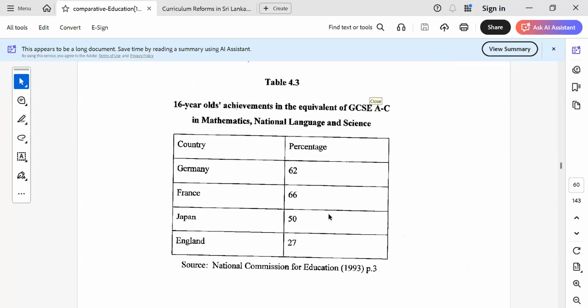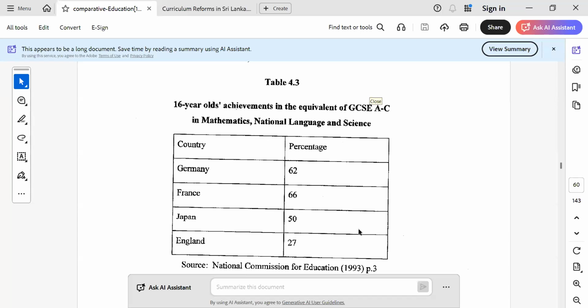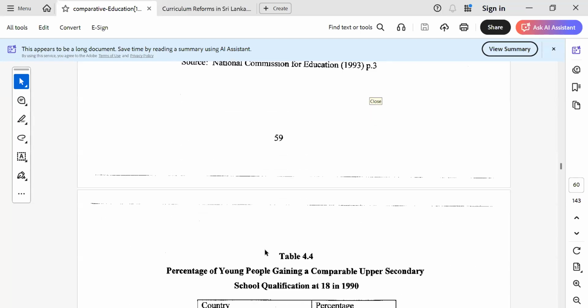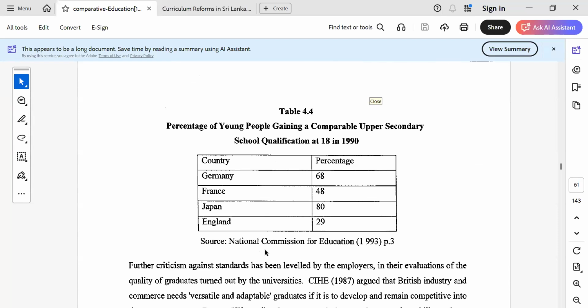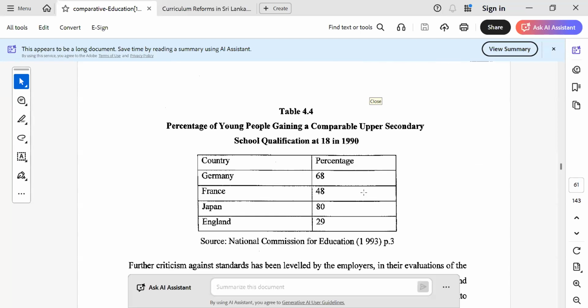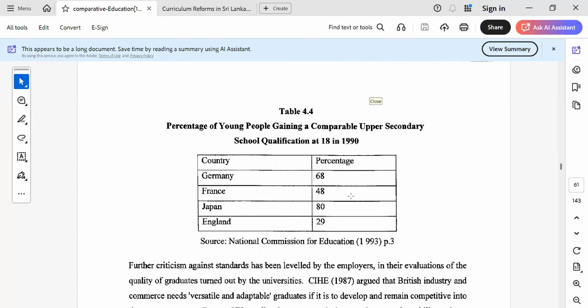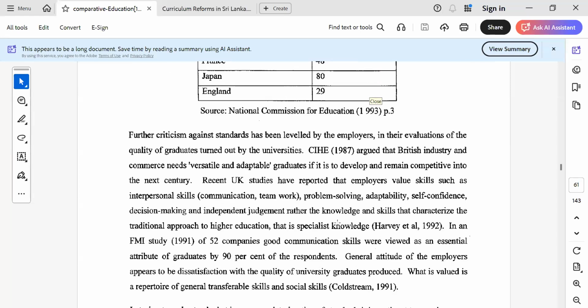So here you can see 16-year-old achievements in the equivalent of GCSE, mathematics, national language and science. Germany 62%, France 66%, Japan 50%, and England 27%, right? So the lowest is England. Percentage of young people gaining comparable upper secondary school qualification in 1990: Germany 68, France 48, Japan 80, England 29. Again, England is the lowest, right?